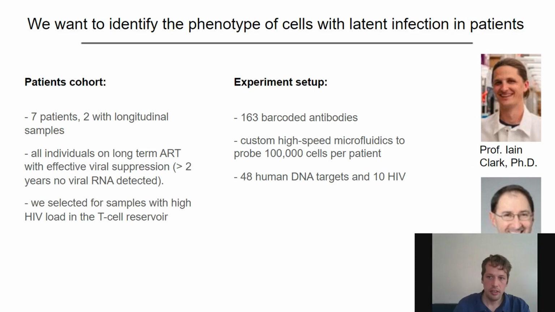I then reached out to Professor Iain Clark at UC Berkeley and Professor Eli Boris to participate in a study on patient samples. And so what we assembled are 7 patients from the Ribbon cohort, a cohort of HIV patients on long-term ART. That means they had effective viral suppression for over 2 years. And so we aim to profile some 100,000 cells per patient in order to have a decent number of latently infected HIV cells present.